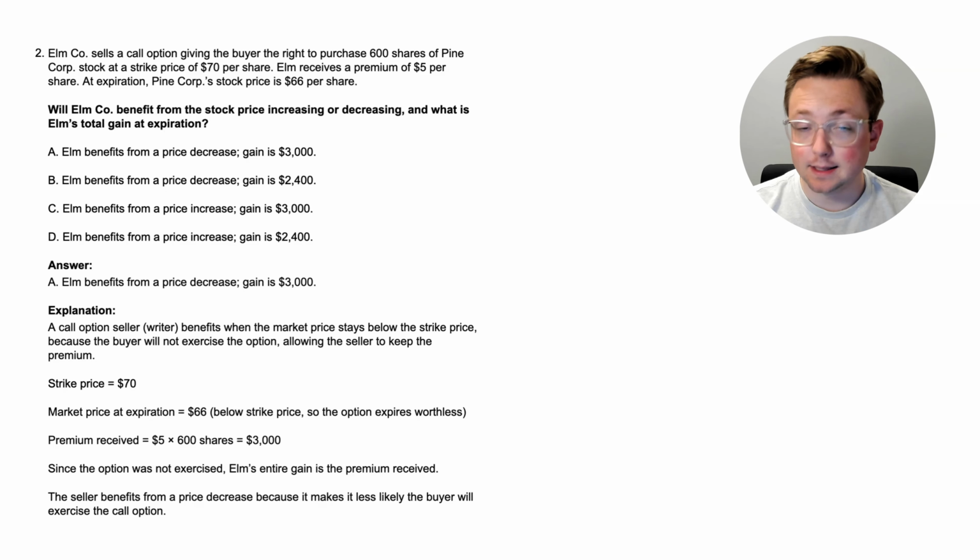So Elm gets the $3,000 of premium, and since the option wasn't exercised, because why would they exercise a call option on something that had a market price below the strike price? The entire gain is the premium that Elm received. So the seller benefits from a price decrease because it makes it less likely the buyer will exercise the call option.